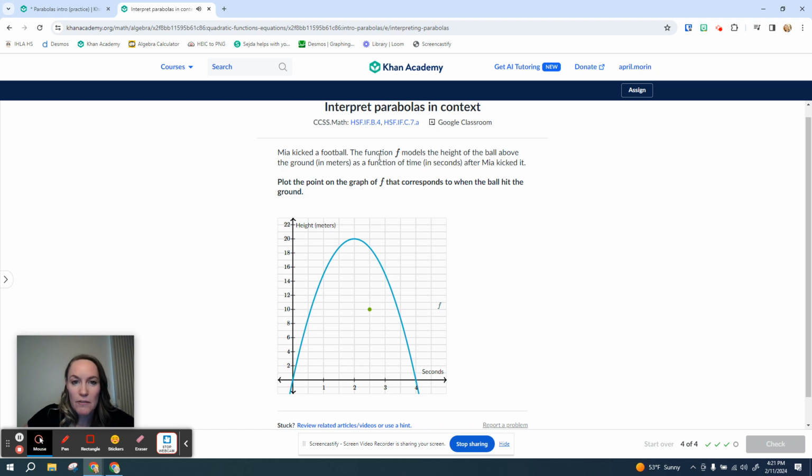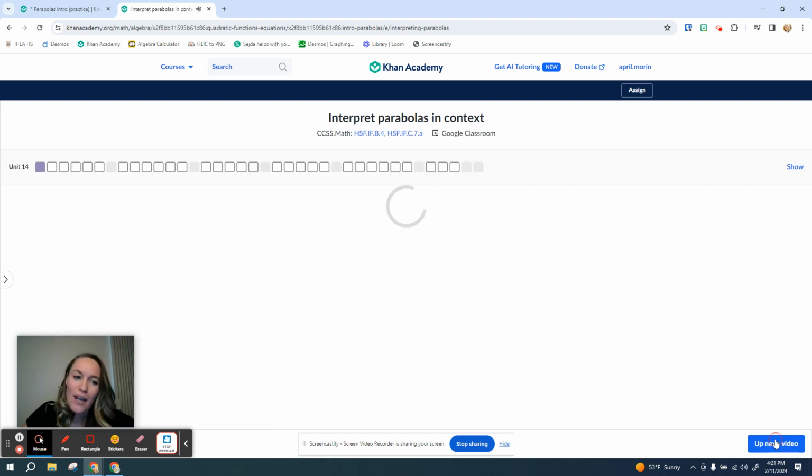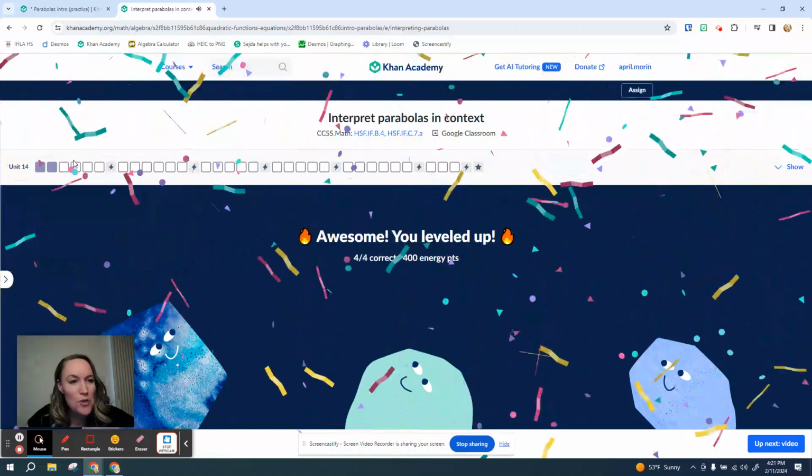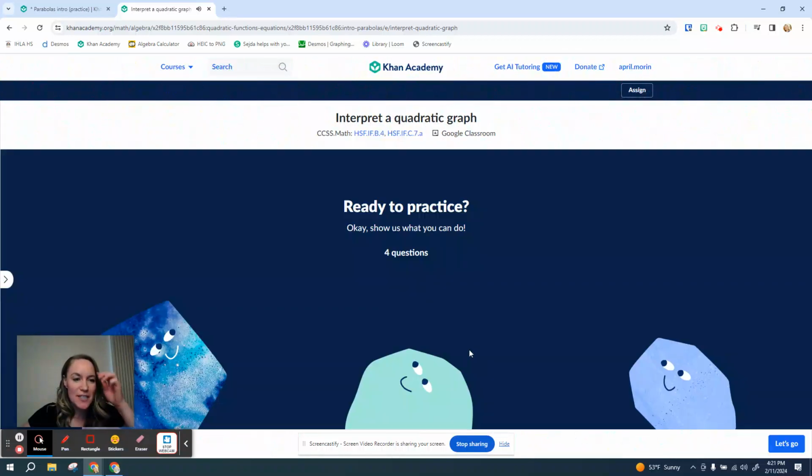Mia kicked a football. Function F models the height of the ball above the ground in meters as a function of time after Mia kicked it. Plot the point on the graph that corresponds to when the ball hit the ground. Again, just like the hot air balloon example, it's going to be that x-intercept, but not the first one. That's when she kicked it. And then the second one is when it lands. So let's see. Some visual parabola stuff. So pretty easy so far.